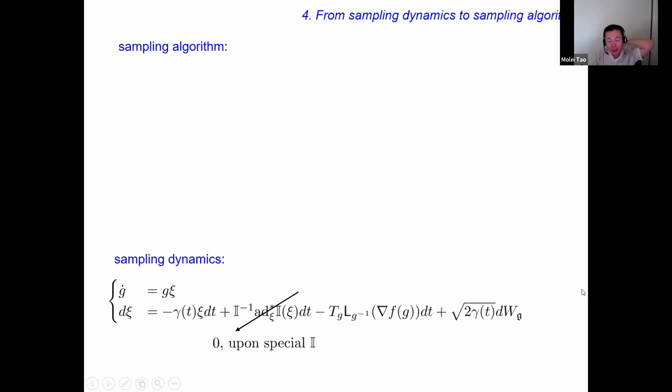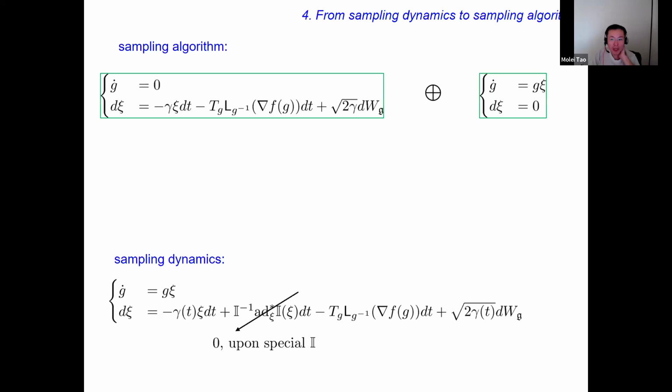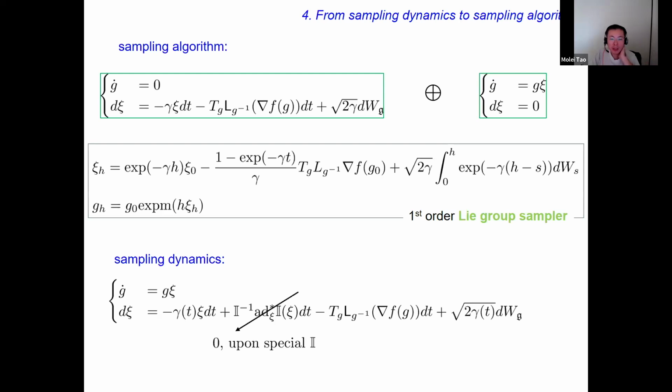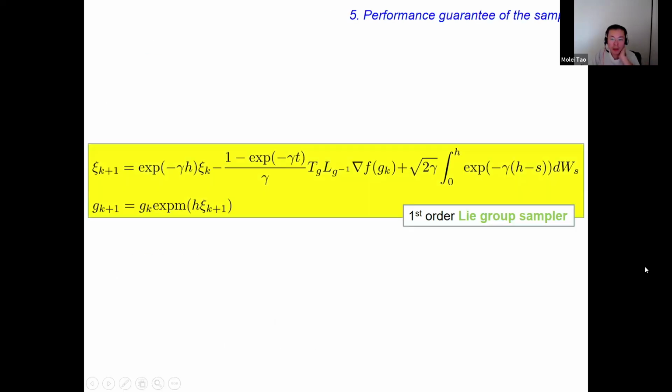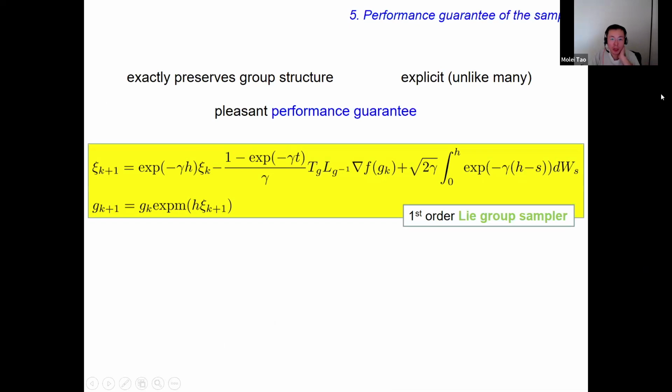And again, you have to turn this sampling dynamics into a practical algorithm. You do that by discretization. The technique is exactly the same as before. We used operator splitting, and then you get some algorithm. Details don't matter anymore. You get some easy to implement optimizer that exactly preserves the group structure, and that's completely explicit as well.